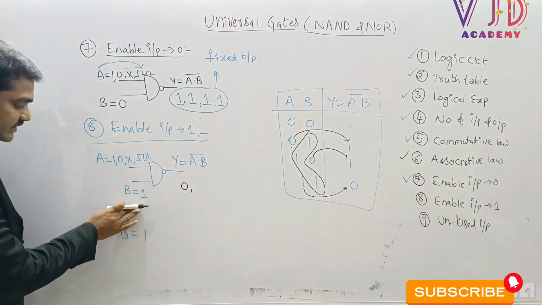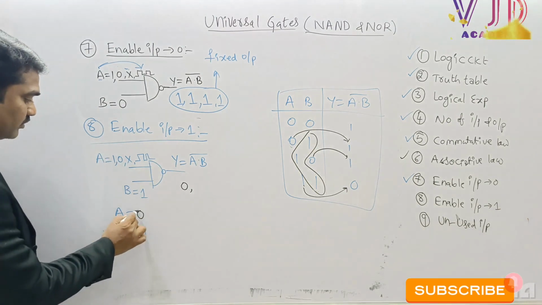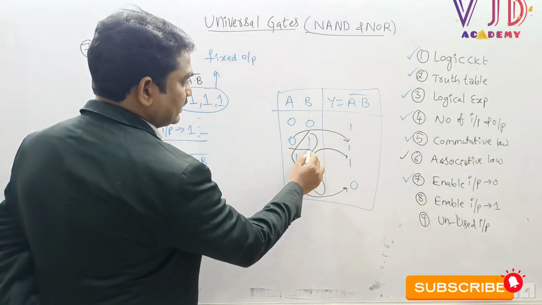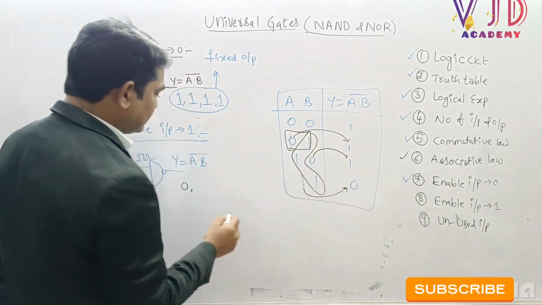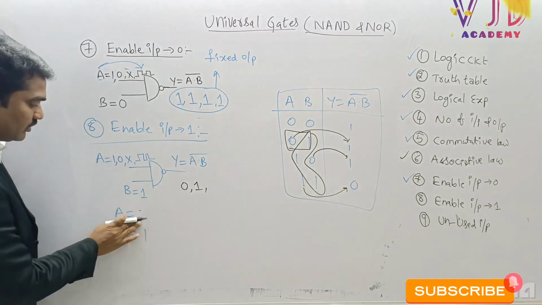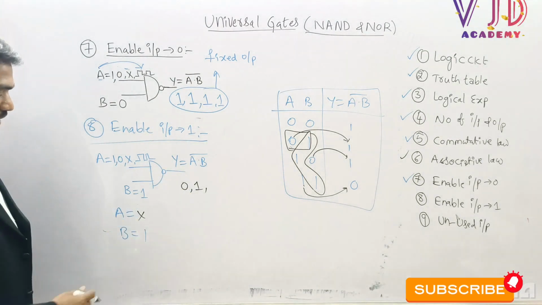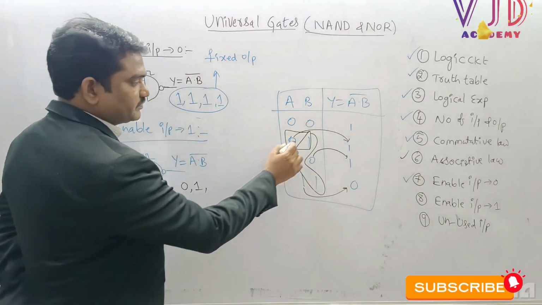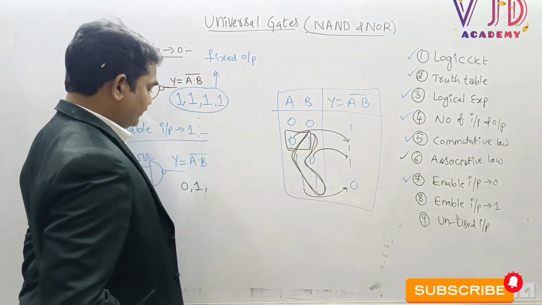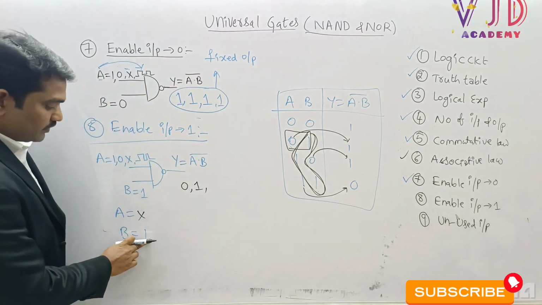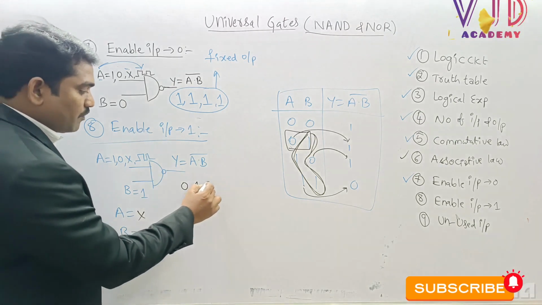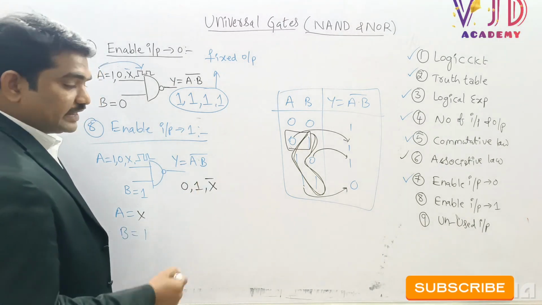And now let me take the second condition. Here A equal to 0 and B equal to 1. We can say in the second condition the output is 1. And now for the third condition, here A equal to X and B equal to 1. If one of the inputs is 1, the output is the complement of the other input, which means here B equal to 1, the other input is X. So now the output will become the complement of the other input, X bar.